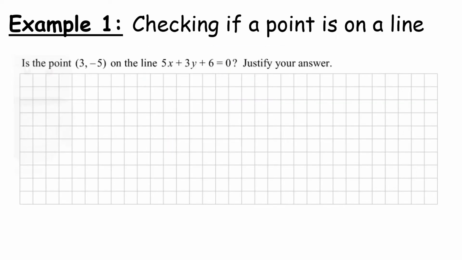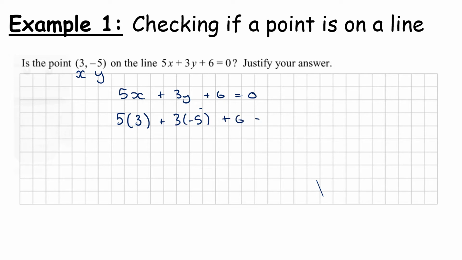So let's take example 1, checking if a point is on a line. This is the same formula to check if a point is on a line or on a function, or as we move into the Leaving Cert course, if it's on a circle. So what we're going to do is use substitution. We're labeling our point, that is the x part, that is the y part. The equation of the line is 5x plus 3y plus 6 equals 0. And this is 5 times, instead of x I'm putting in 3, plus 3 times minus 5 plus 6 equals 0.